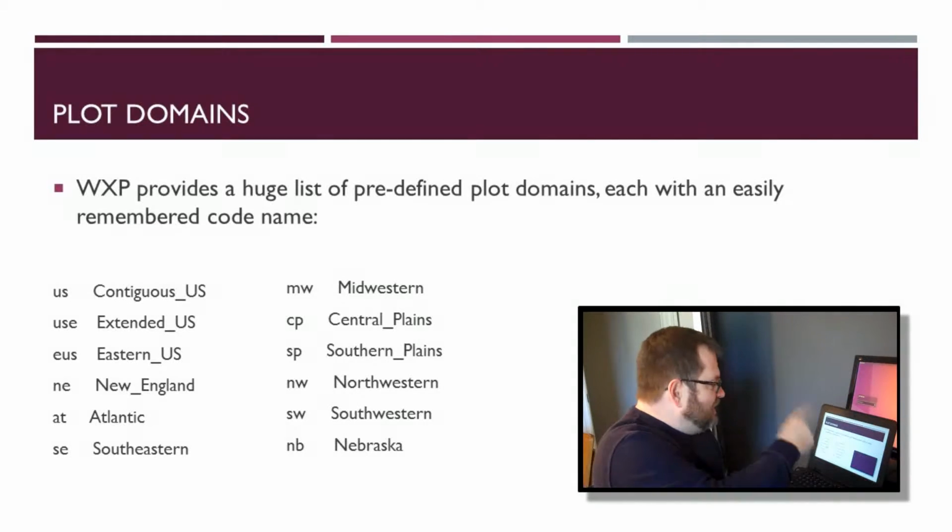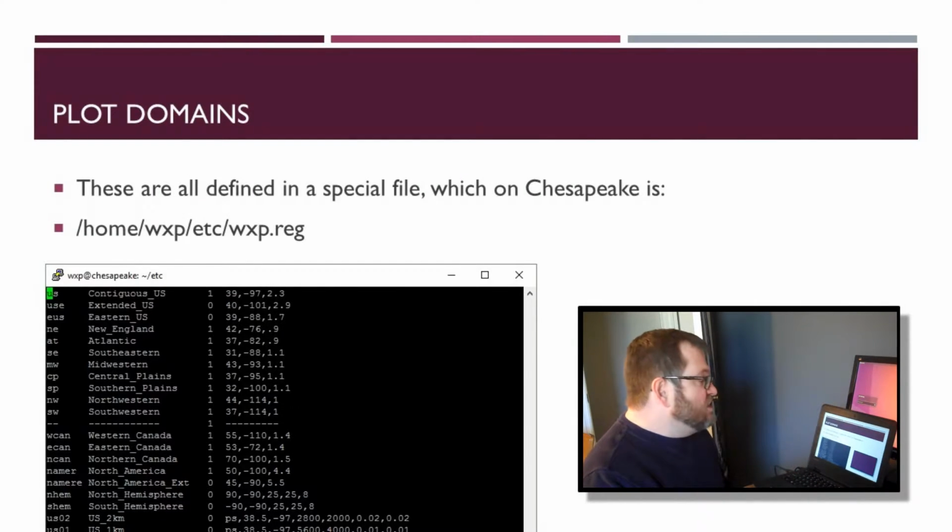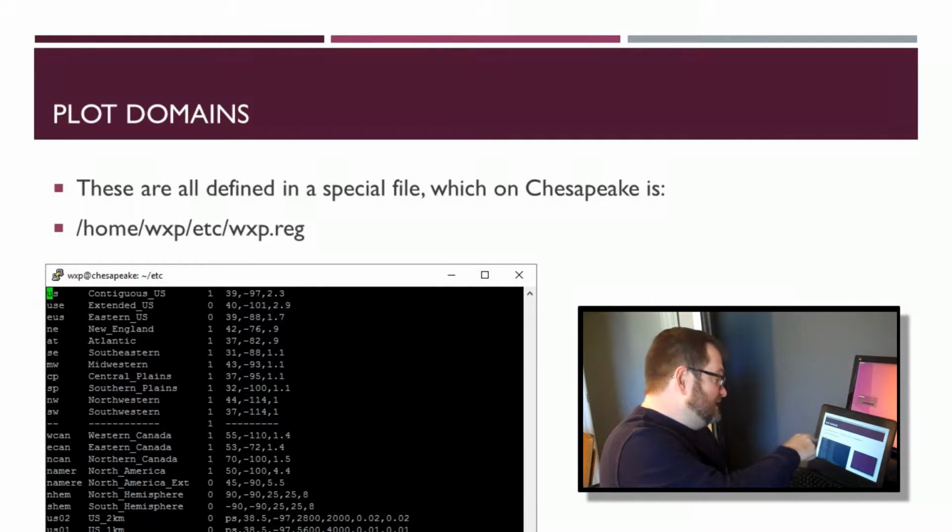Anyway, okay, so NB is Nebraska. And all these codes are actually defined in a file that you should be able to go look at if you want to. You could use Nano or something like that to look at home WXP, wxp.reg, where this is a table of WXP regions, and I just have a screen capture of part of it there. You can see it defines the US as a contiguous US view, and then there are some coordinates there that are used by the map projection software to figure out where this region we're calling US is.